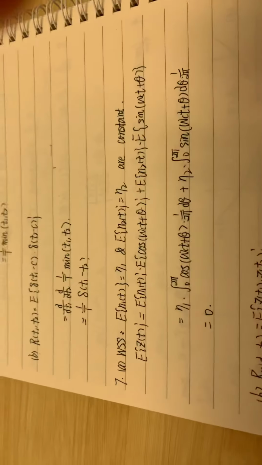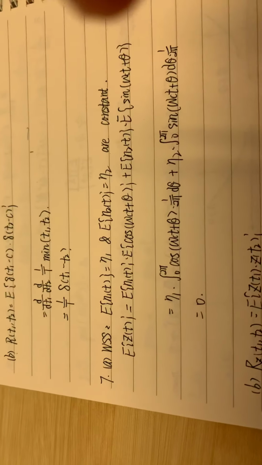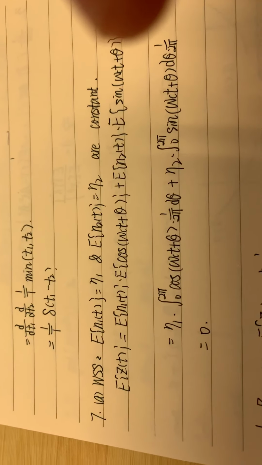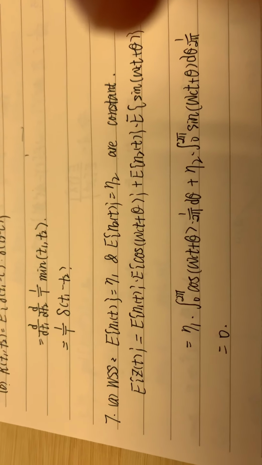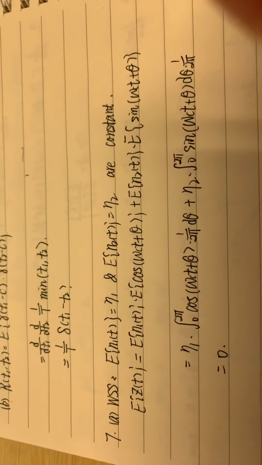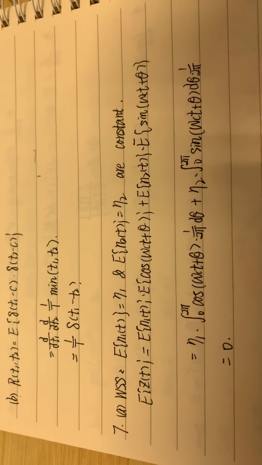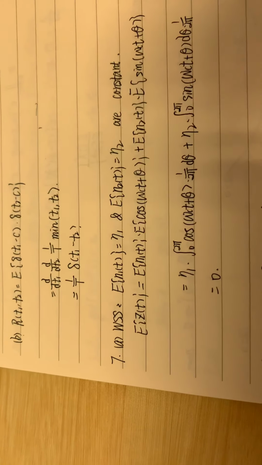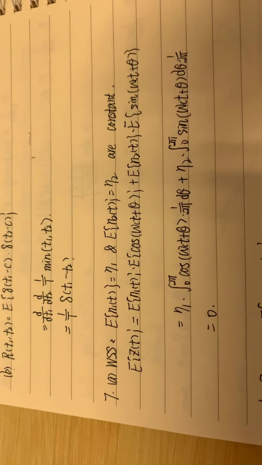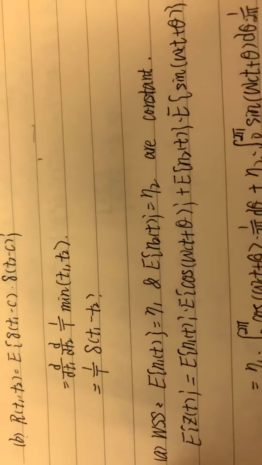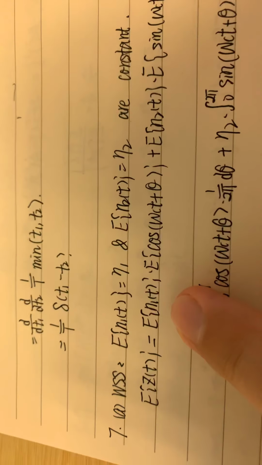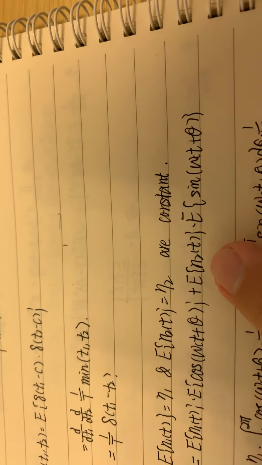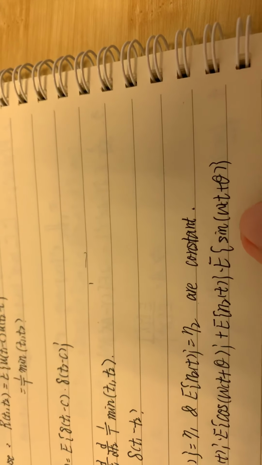Okay, let's come to the solution. First we know that since they are wide-sense stationary, the expectations for N1(t) and N2(t) are both constant. We can call these eta 1 and eta 2. So let's find the expectation for Z(t) and write it down. We can separate the two: the expectation for N1(t) and the expectation for cosine, and the expectation for N2(t) and the expectation for sine.